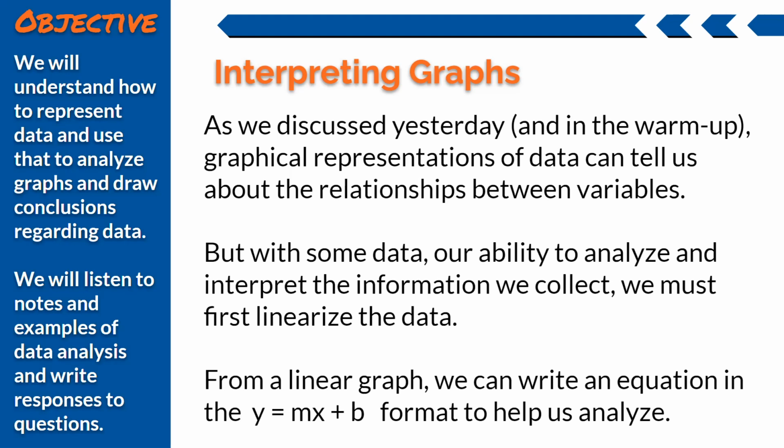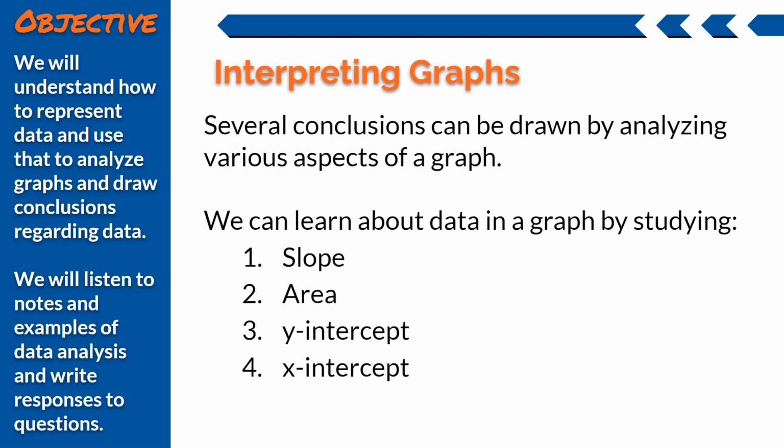From a linear graph, we can write an equation in slope-intercept form to help us analyze or answer whatever questions we're trying to address. Several conclusions can be drawn by analyzing various aspects of a graph. These are the different things I'm going to ask you to do whenever you look at a graph. I'm going to ask you to interpret what the slope means on that graph, and we just talked about that in the warm-up, and I'm sure you've been answering questions on that worksheet about the meaning of the slope.